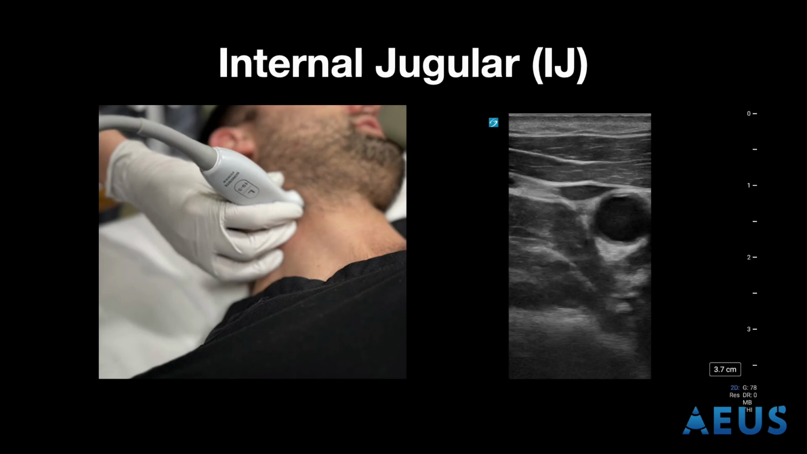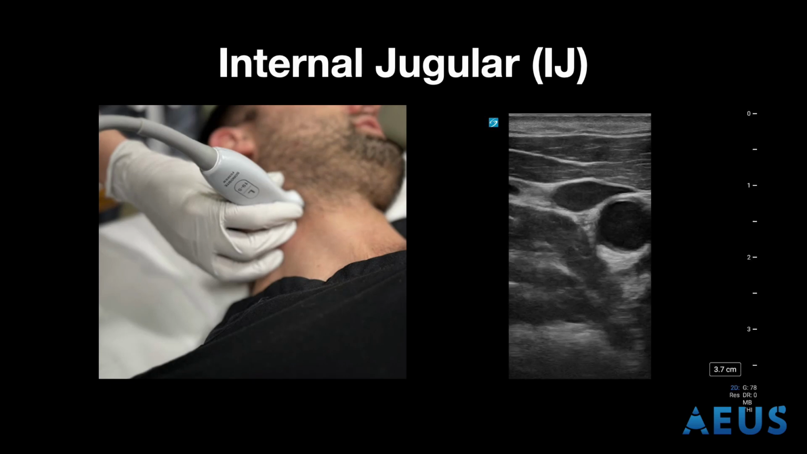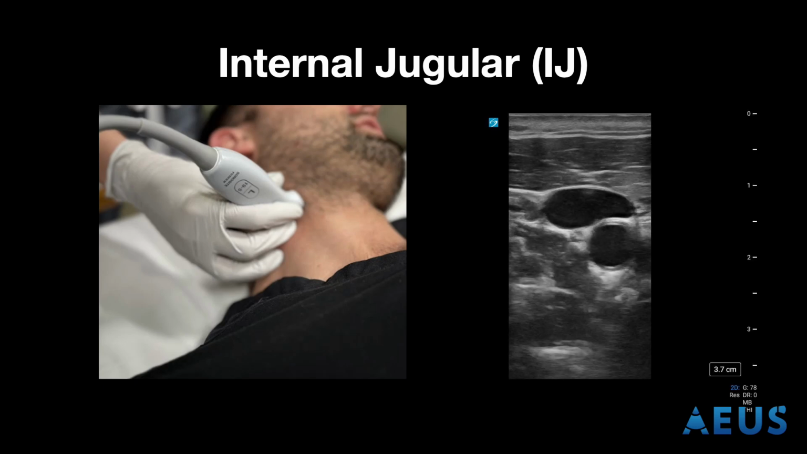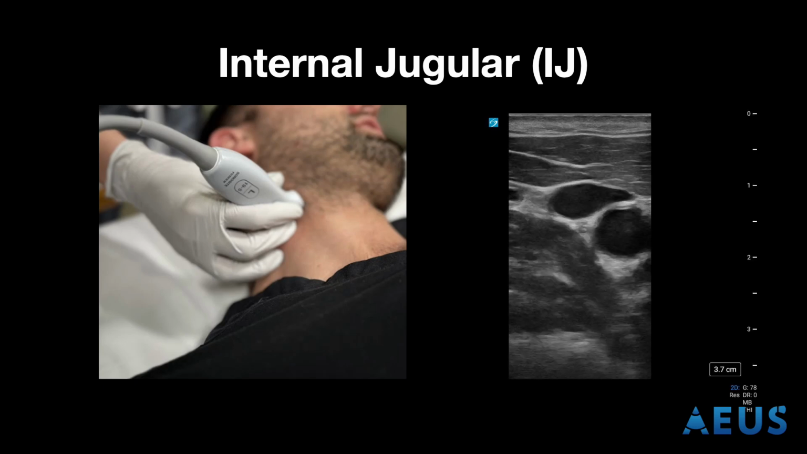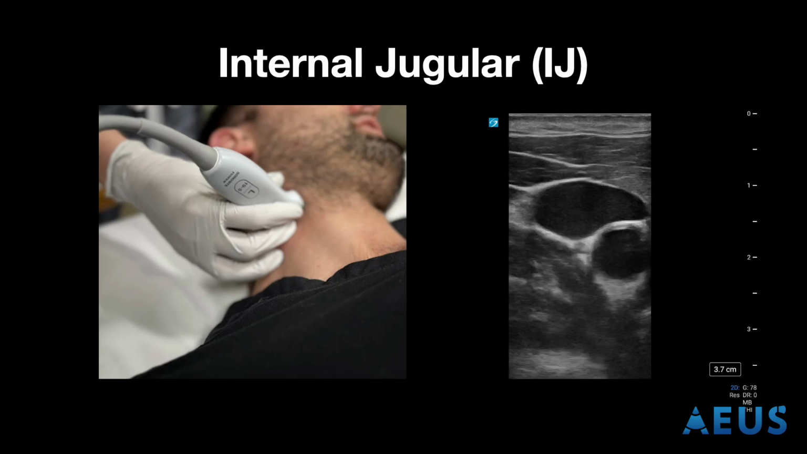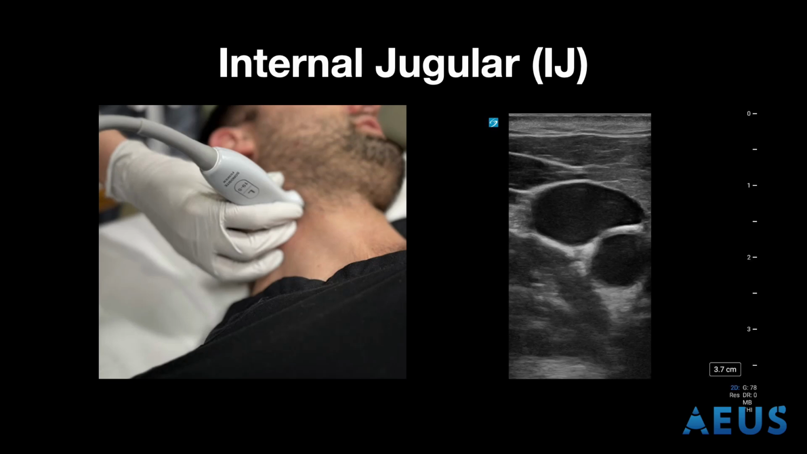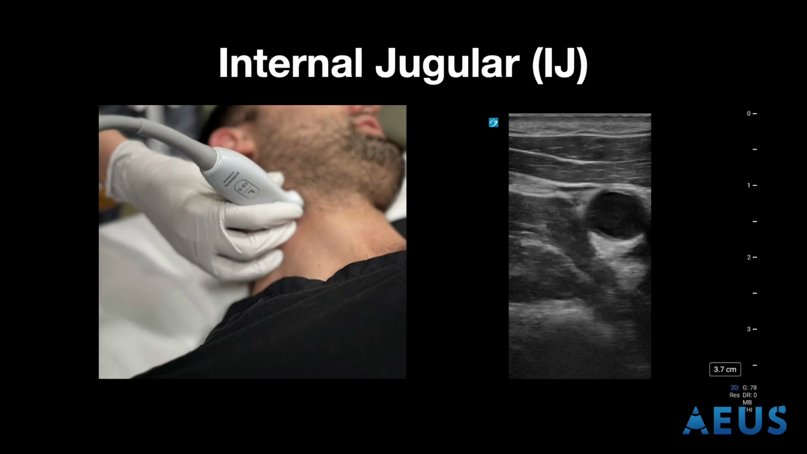Okay, let's talk about locations. The internal jugular vein is traditionally the most accessed central venous catheter site. It can be found via the landmark technique between the two heads of the sternocleidomastoid muscle and above the clavicle. Using ultrasound, you can start in that location and slide up the neck.